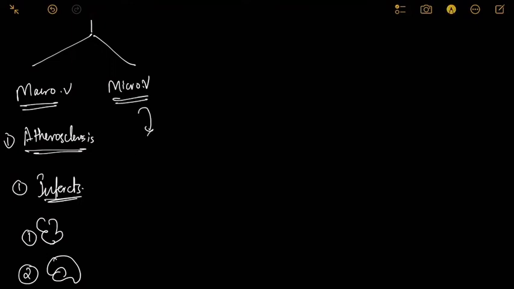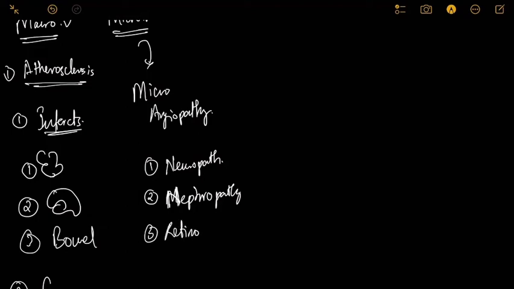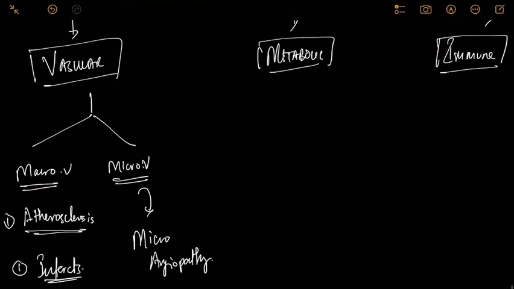Now let's come to the microvascular. So what happens in this is that the individual may develop microangiopathies, all right, such as your neuropathy, nephropathy, and your retinopathy. All right, now these were the vascular complications. Now let's come to the metabolic complications.